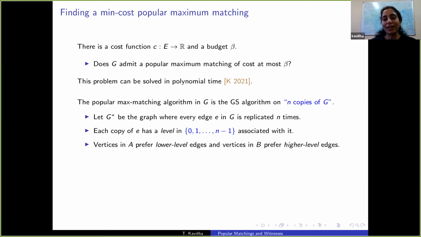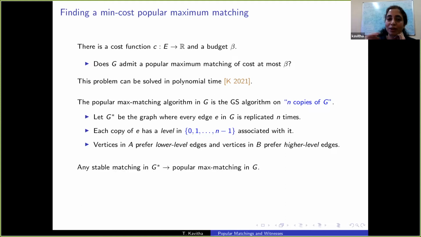So any vertex in A likes all level 0 edges better than all level 1 edges, and within level 0 edges, it's her original preference order. Within level 1 edges, it's her original preference order, so on and so forth. And vertices in B, on the other hand, say any level n minus 1 edge is preferred to any level n minus 2 edge, which is better than any level n minus 3 edge, and so on and so forth. And finally come level 0 edges.